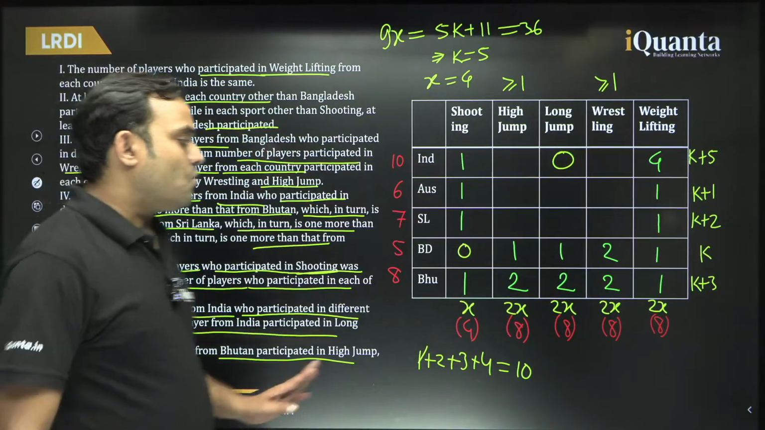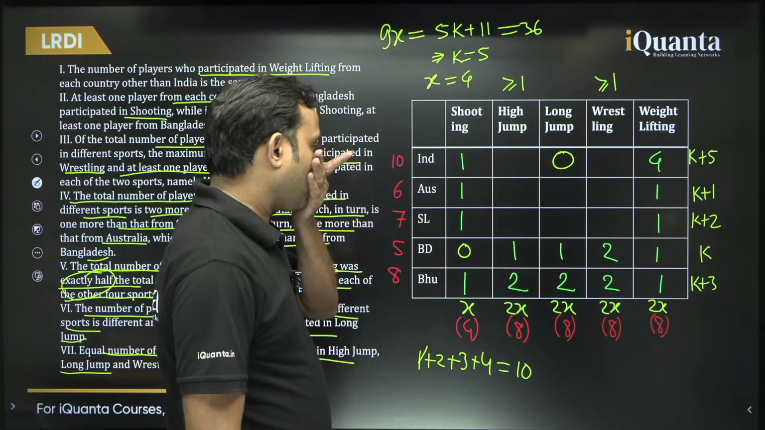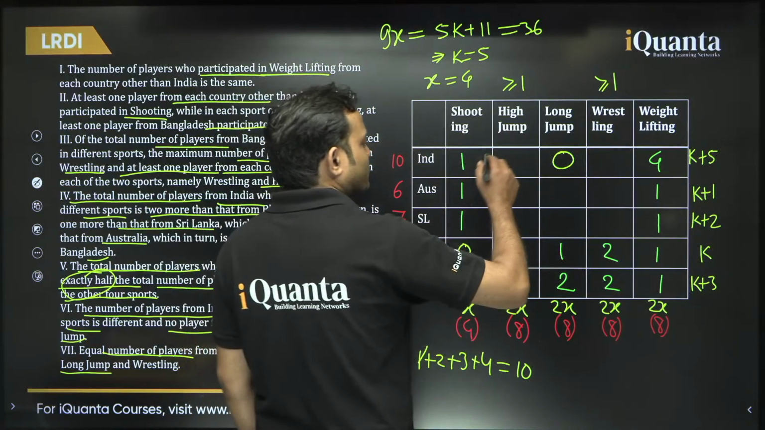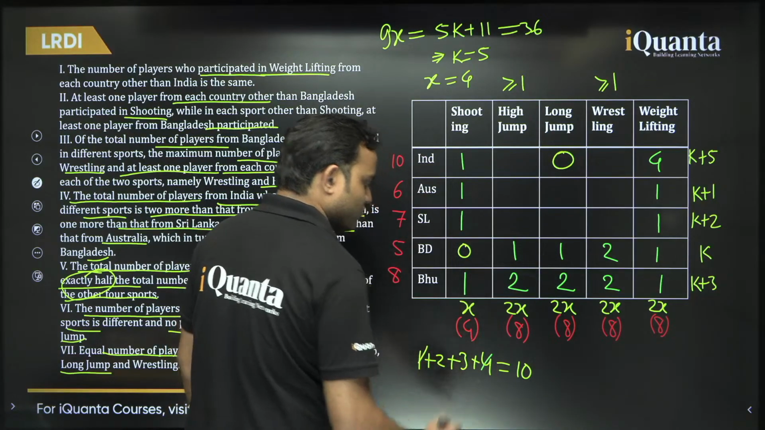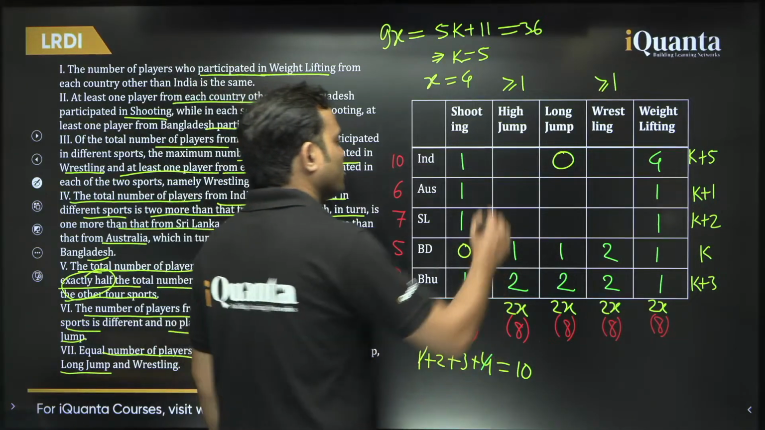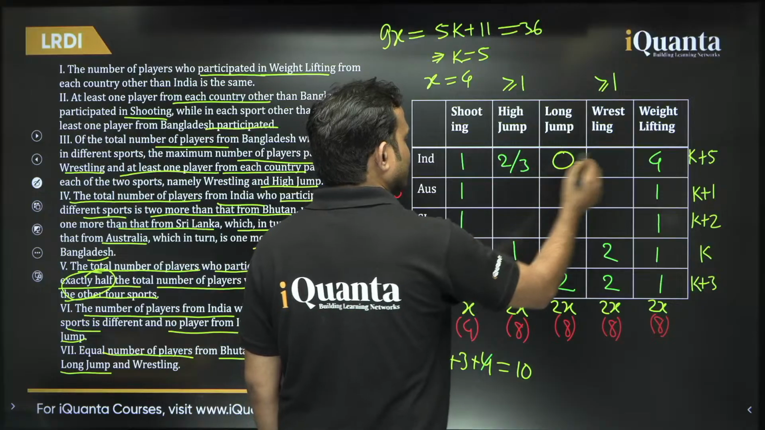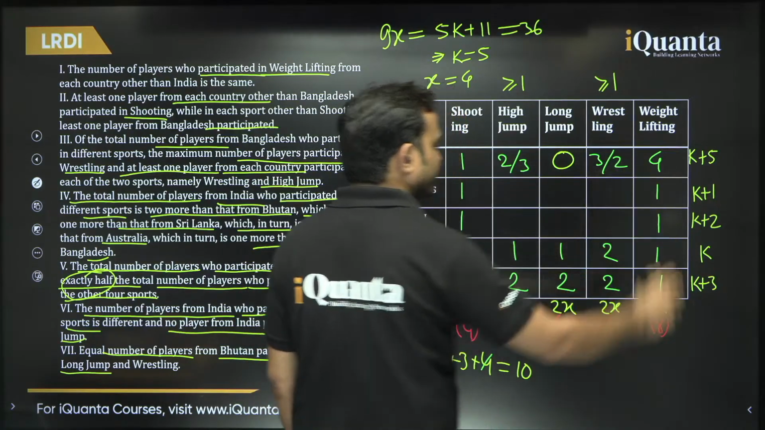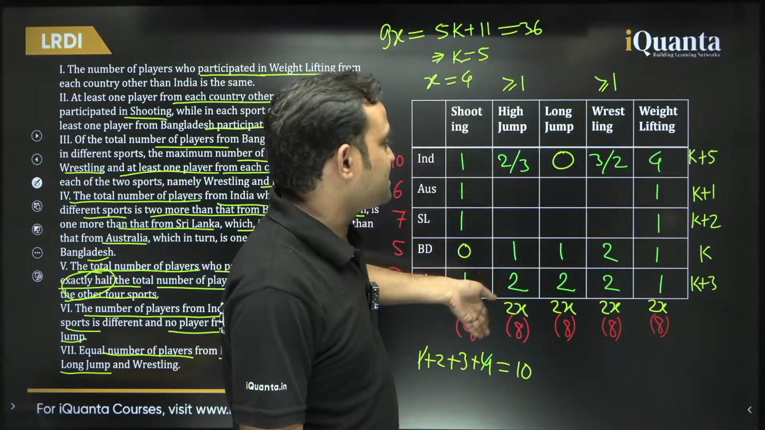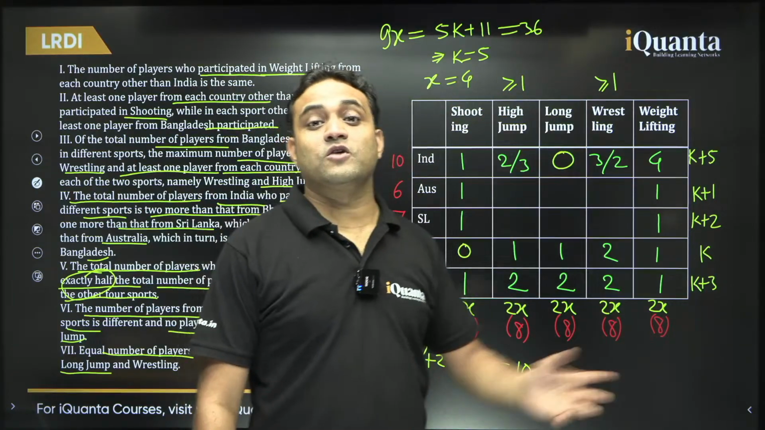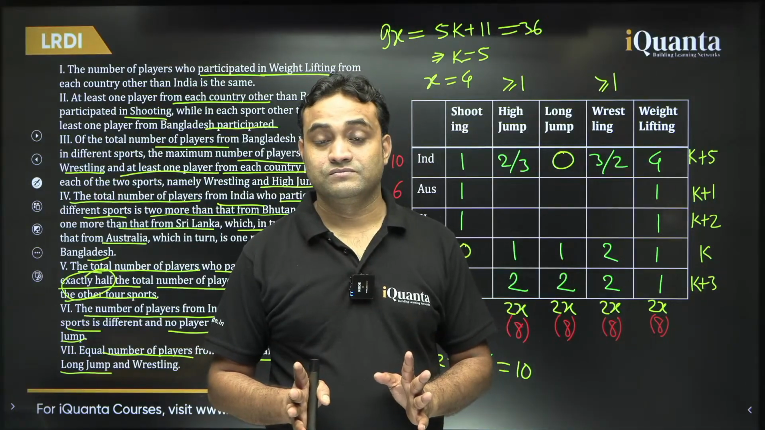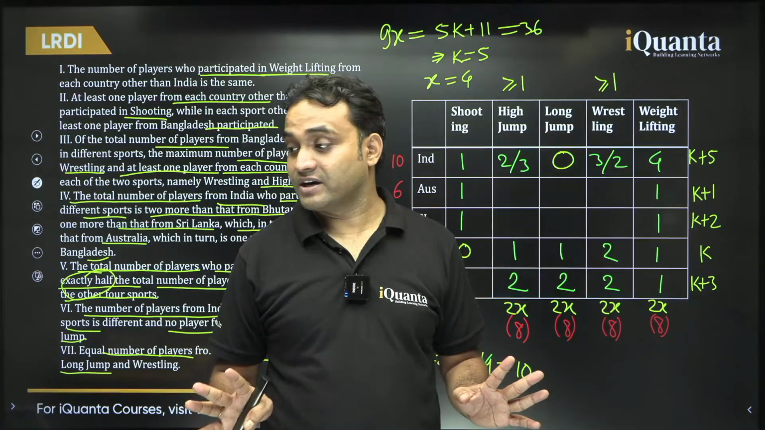What other information do we have? Now in case of India, we have 1, 2, 3, 4. 1 is taken, 4 is taken. We are left with 2 or 3. Now it could be 2 here, 3 here, or 3 here, 2 here. But think about this. It says that in high jump and in wrestling, the number of players participated from each country is greater than or equal to 1. It is not 0 for any country.